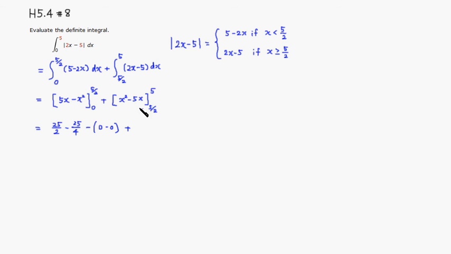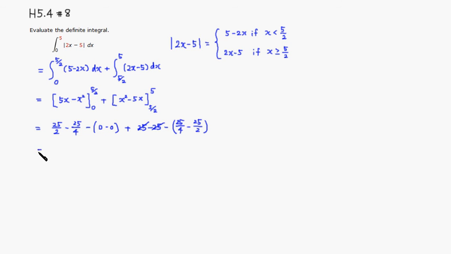And plug in 5, you get 5 squared is 25. Minus 5 times 5 is 25. Minus, then we have to plug in the bottom number. So 5 halves squared would be 25 over 4. Minus 5 times 5 halves is 25 over 2. Right? So you see that 25 and 25 cancel out.